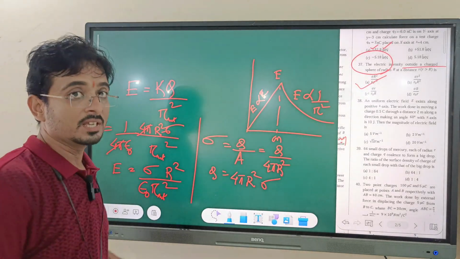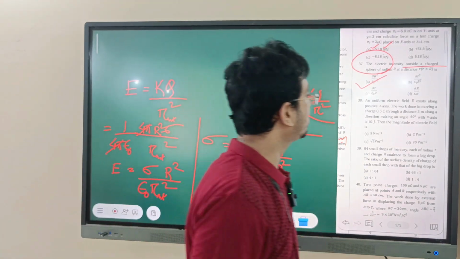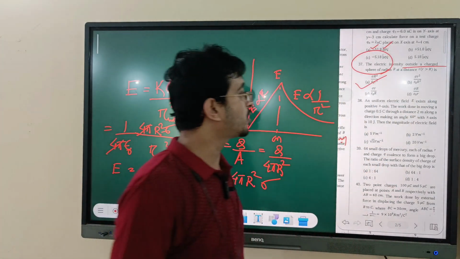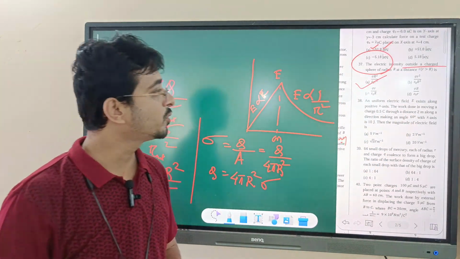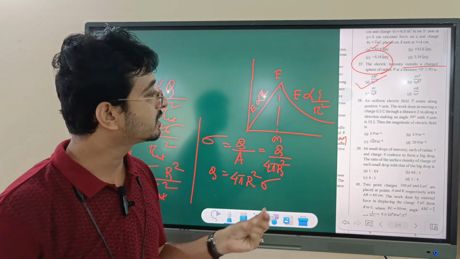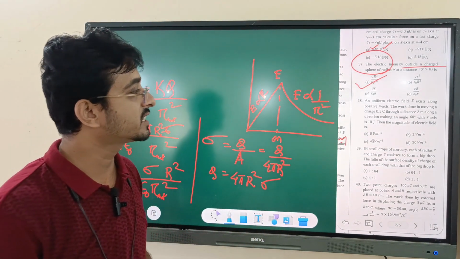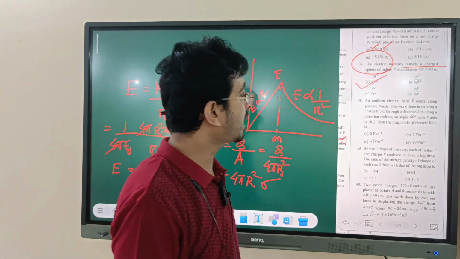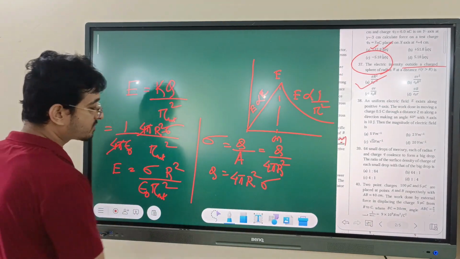Then the next question is: a uniform electric field E exists along the positive x-axis. The work done in moving a charge of plus 5 coulomb through a distance of 2 meters along a direction making an angle of 60 degrees with the x-axis is 10 joule. Find the magnitude of the electric field. It is a very easy question.